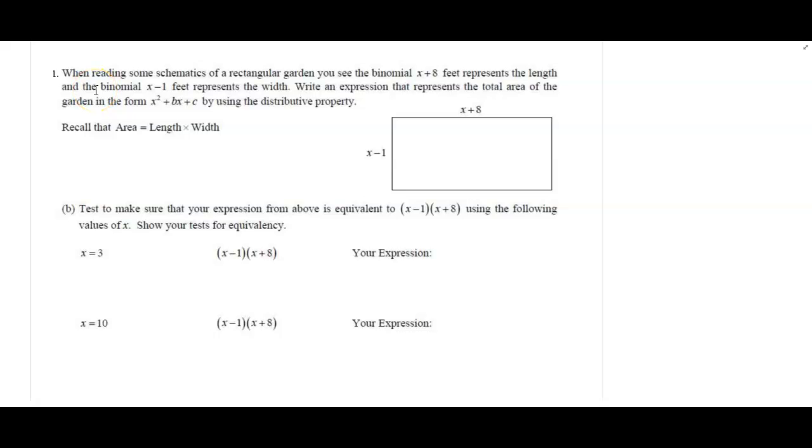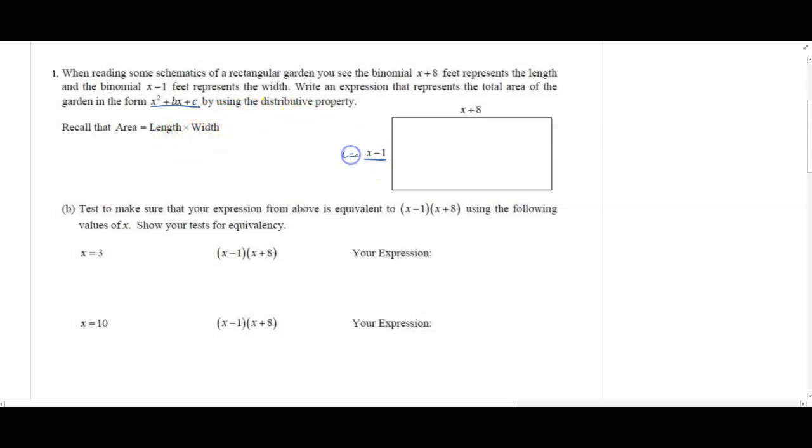So when reading some schematics of a rectangular garden, you see a binomial x plus 8 feet represents the length, and the binomial x minus 1 feet represents the width. Write an expression that represents the total area of the garden in the form x squared plus bx plus c using a distributive property. Now remember, right?